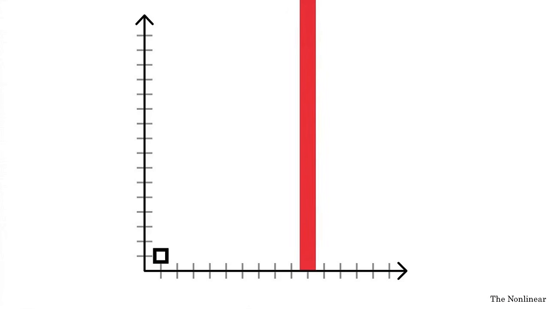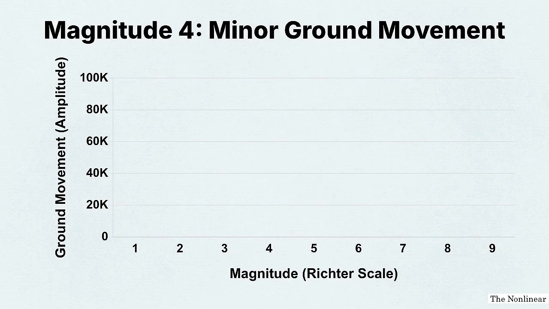In 1935, Charles Richter needed to measure earthquakes. The problem was that the largest earthquakes released trillions of times more energy than the smallest tremors. No linear scale could show both. This chart shows the Richter scale, which is simply a base 10 logarithm of ground movement.